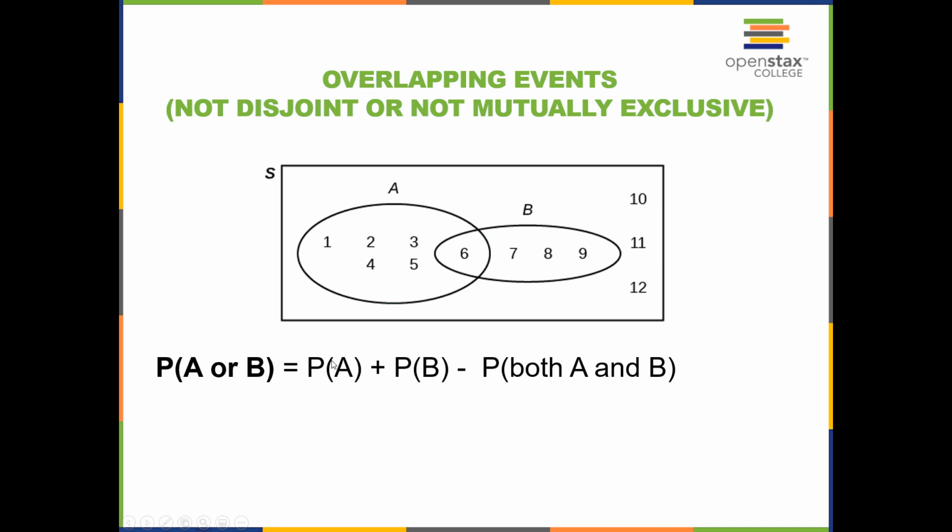But if you calculate the probability of A, you'll get 6 out of 12, and the probability of B will give you 4 out of 12. So if you were to just add those probabilities together, you would get 10 out of 12 instead of what we know we should be getting, which is 9 out of 12. So we need to subtract off the probability of getting something that is in the overlapping region.